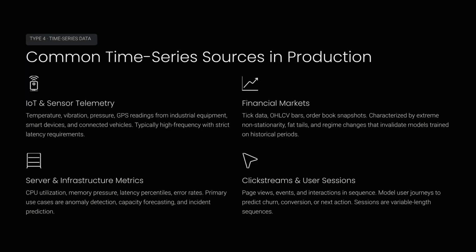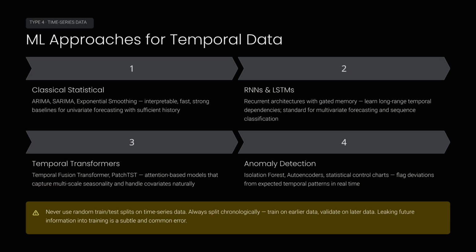Common time series sources in production include IoT and sensor telemetry with high frequency, financial market tick data characterized by extreme non-stationarity, server metrics for anomaly detection, and user click streams for sequence modeling. ML approaches for temporal data range from classical statistical models like ARIMA to deep learning with RNNs, LSTMs, and temporal transformers. A critical rule is to always split chronologically to avoid data leakage.